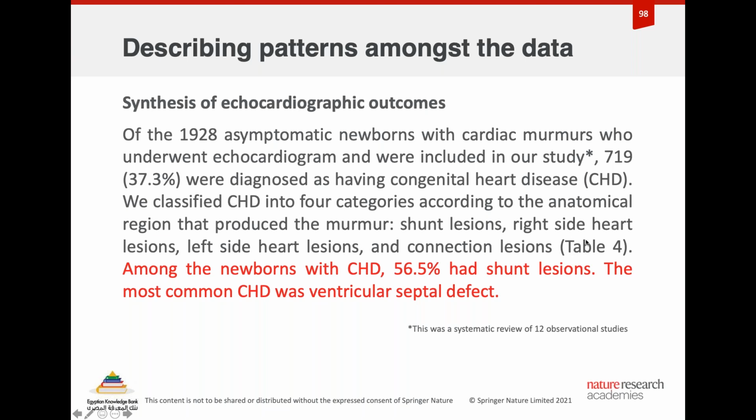And then here's their evaluation, the patterns that they noticed, the relationships they noticed across these 12 different studies. They said amongst all of those newborns, across all of those 12 studies, that had congenital heart disease, 56% of them had shunt lesions, and that the most common congenital heart disease was ventricular septal defects. So again, this was not from any individual study.